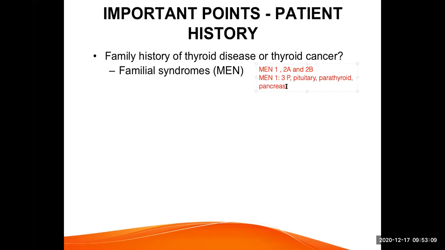Now, when we talk about MEN2, sorry, 2A, now we have parathyroid hyperplasia. Let me write that for you so that it is easy for you. Parathyroid hyperplasia is first one. Then we have medullary carcinoma of thyroid, cancer of thyroid gland, is the second one. And third one is called pheochromocytoma.